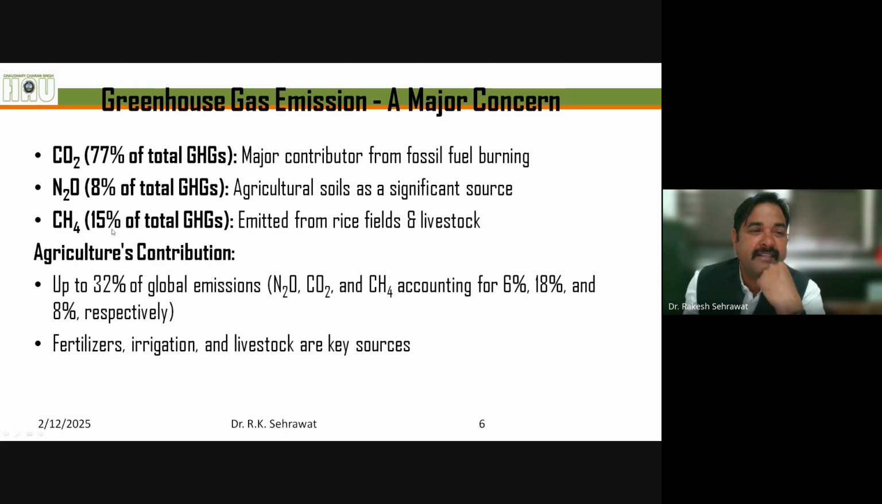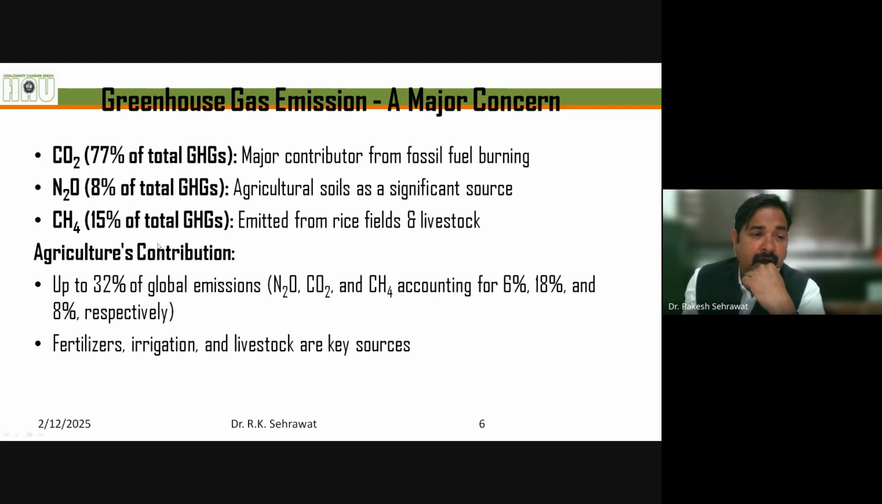Then methane is there, 15% of the total GHGs, emitted mainly from rice fields and livestock. For livestock, we can go for a biogas plant where we can harvest the methane and then use it as fuel. But in the rice field, we have to use multiple methanotrophs so that the emission can be lowered.